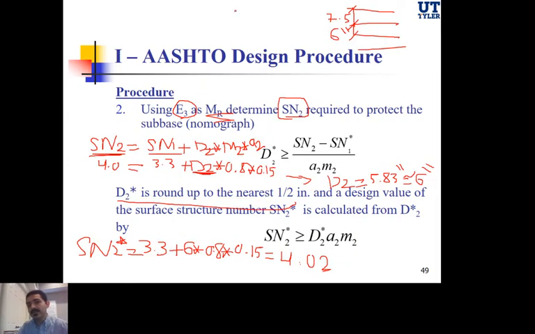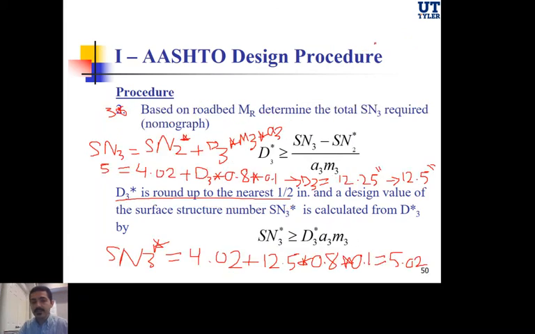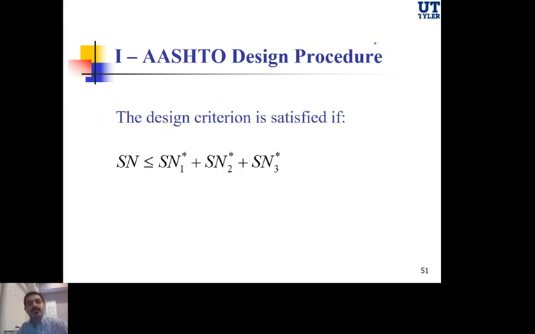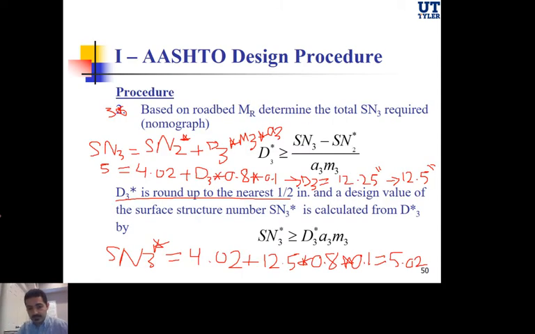I can go back to here. I need now the third layer to be 12 and a half inches. And with this, I finish my design. This is just again to satisfy that yes, this is what we did. SN1, SN2, SN3, it's cumulative. That's what we did here to arrive that the design is satisfactory.